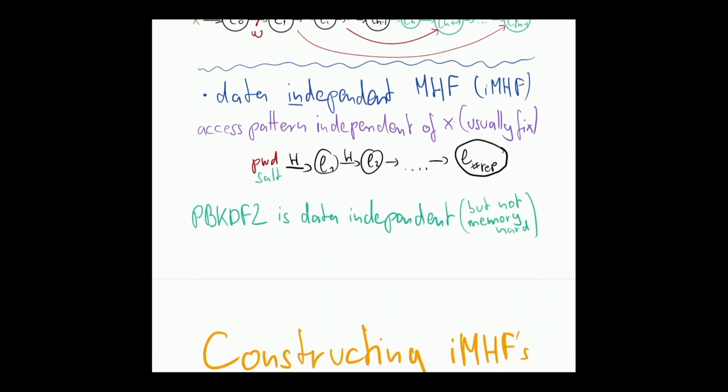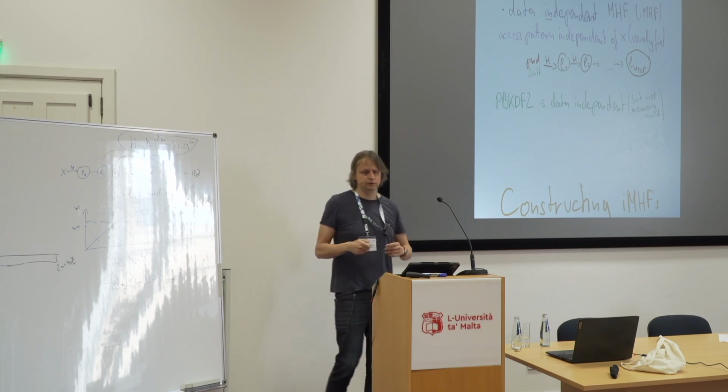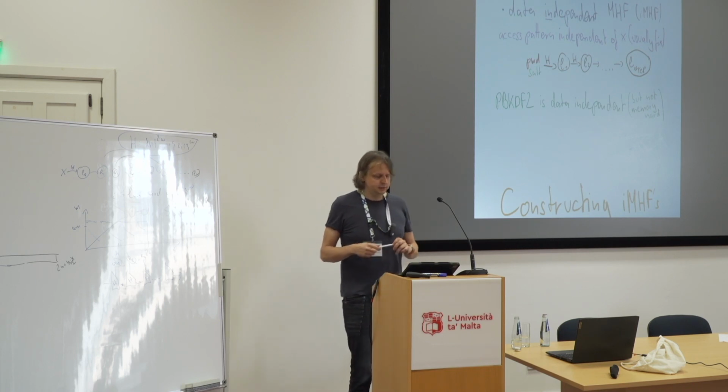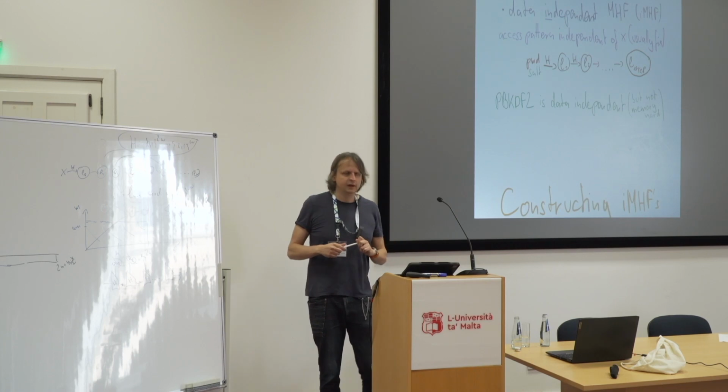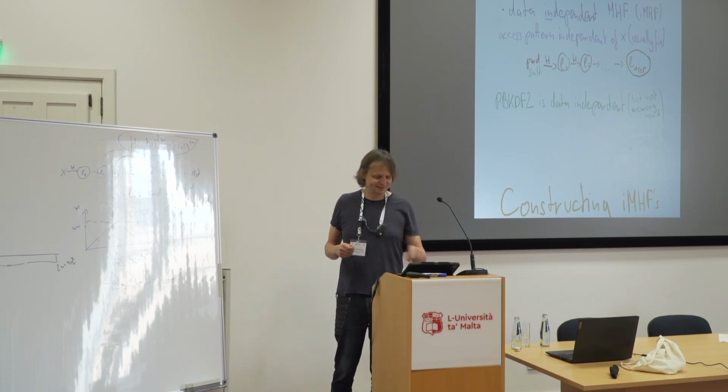A data-independent memory hard function is a function where the data access pattern is totally independent. I mean, the values are, of course, different, but the access pattern to the memory is totally independent of the actual value. So, you know, password-based key derivation function 2 is data-independent. Of course, it's not memory hard, as we discussed before, but at least it's data-independent, right? It's kind of just this pattern.